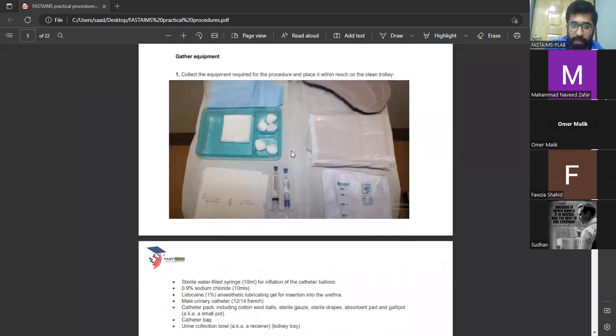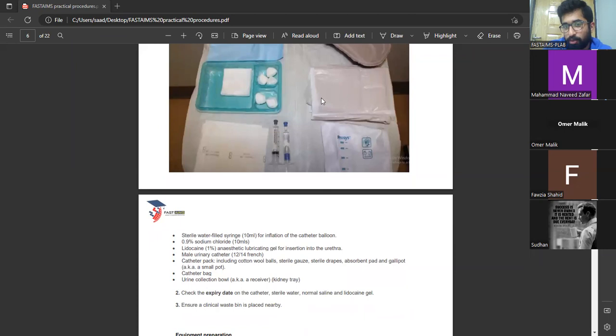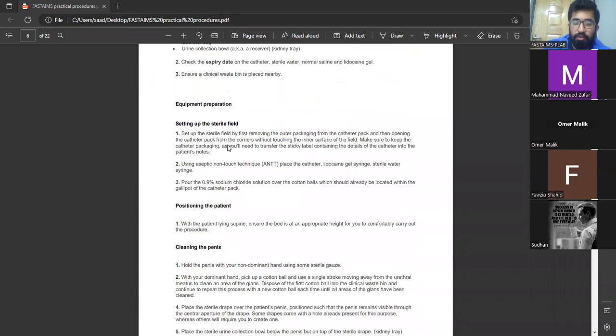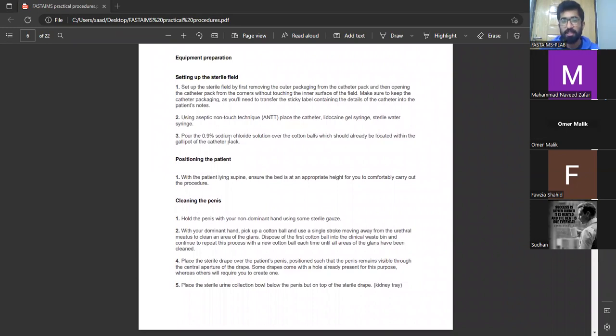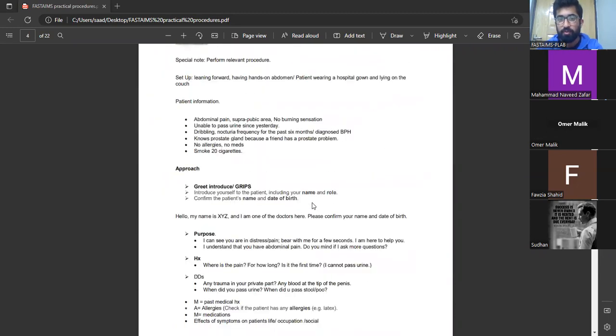Now gather your equipment. Your equipment would be this kidney tray, gallipot, gauze, cotton balls, bag, sterile water, local anesthetic, and this drape. In the real examination, you will not have these absorbent pads and gloves. It would be assumed. So after the equipment, now you have taken the consent, everything is going fine. Your main task was to take history and perform the procedure. Don't forget this.